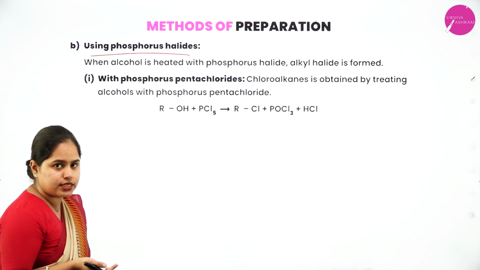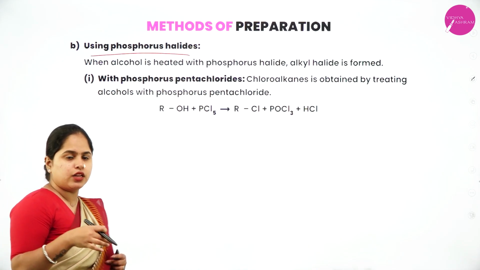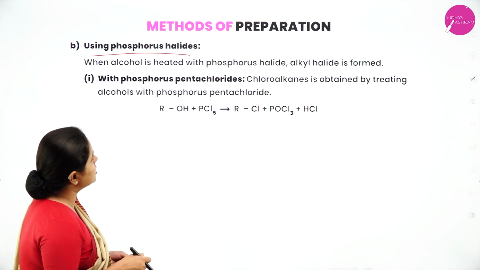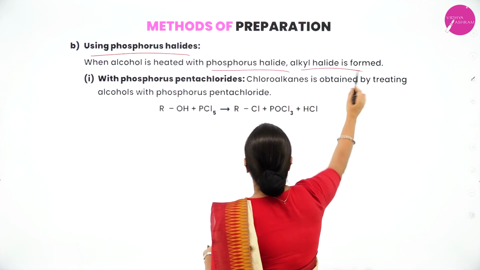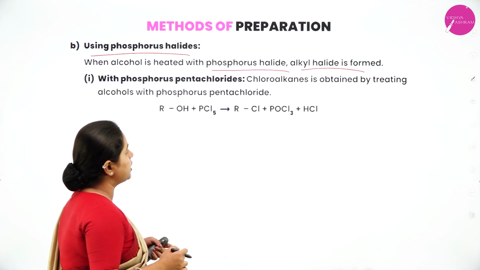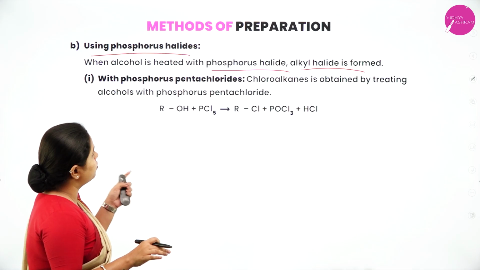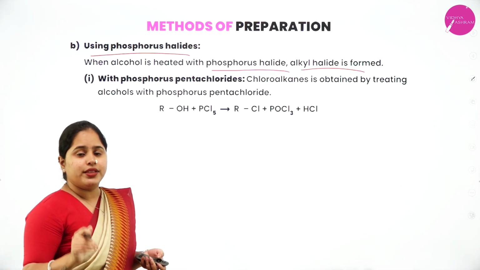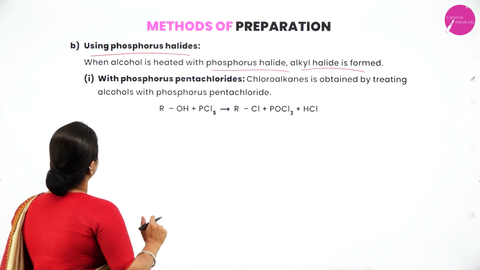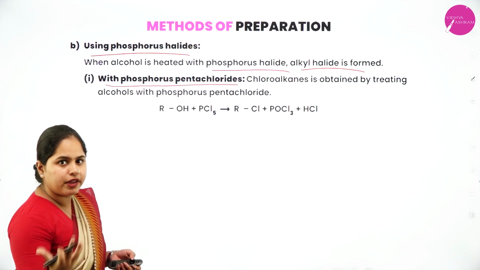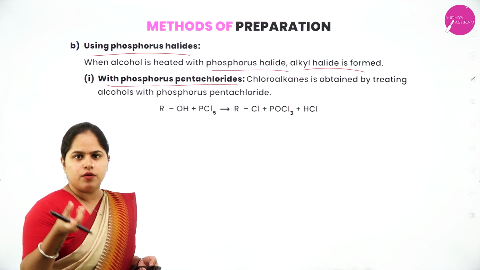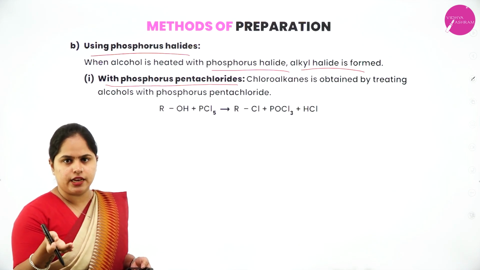Now moving on to the next method, using phosphorus halides. This is also a preparation under alcohols. When alcohol is treated with phosphorus halide, alkyl halide is formed. In that itself you have two methods of preparation. The first one is with phosphorus pentachloride. Phosphorus is P, pentachloride means Cl5, so PCl5.